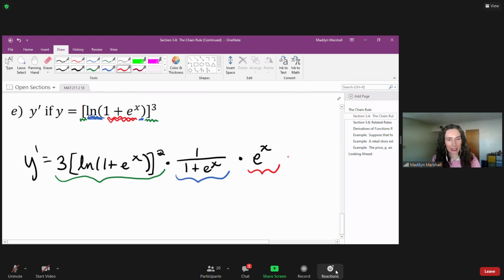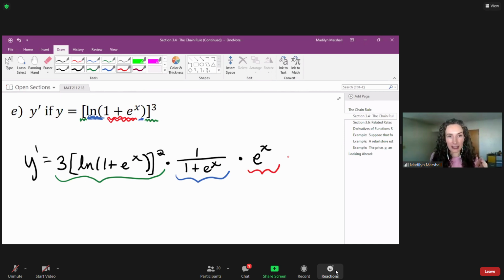So when we're doing the chain rule with lots of layers, trying to set up all of the exterior and interior functions and plugging them into the formula is not really useful. So we can just work from the outside in and say, okay, our outside function is just this cube. So we use the power rule to take the derivative of that. And everything on the inside stays exactly the same.